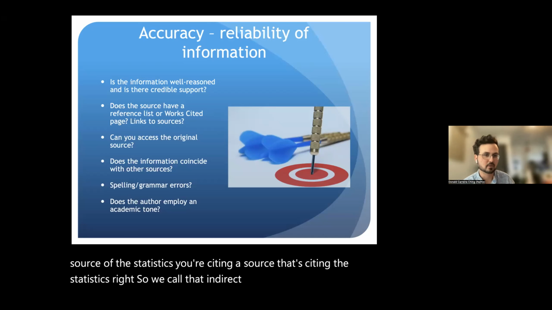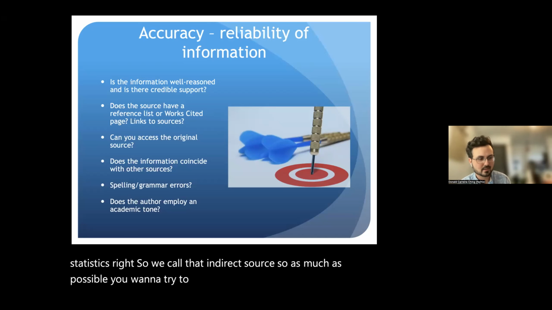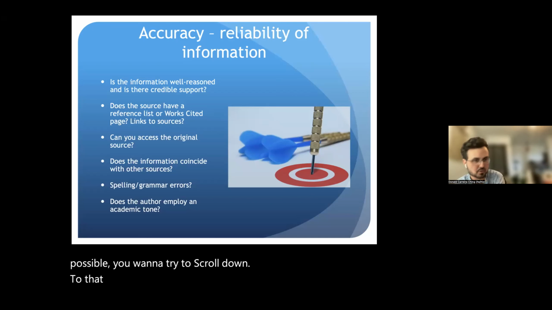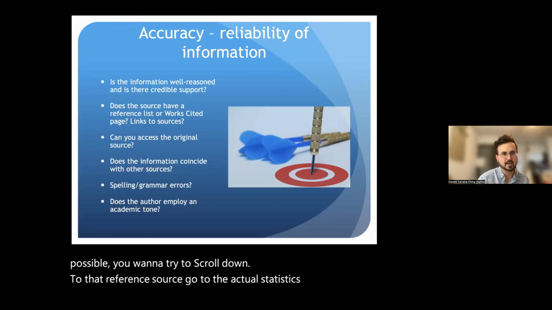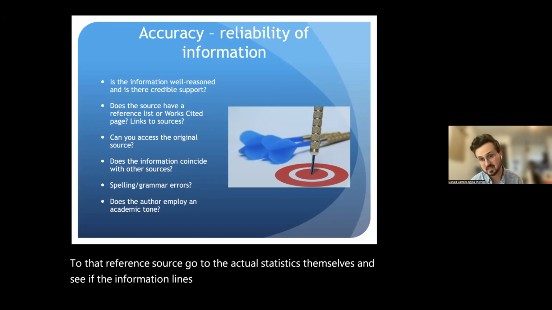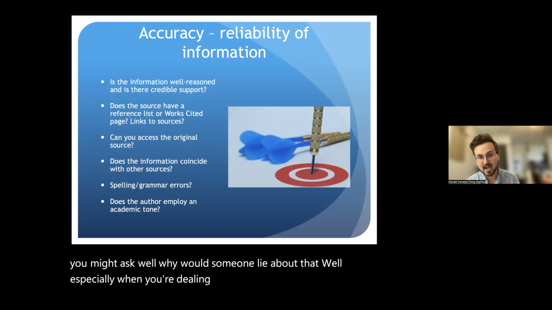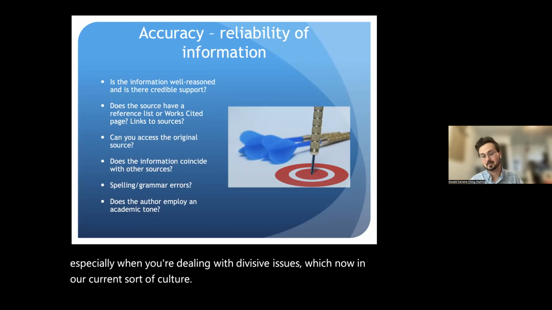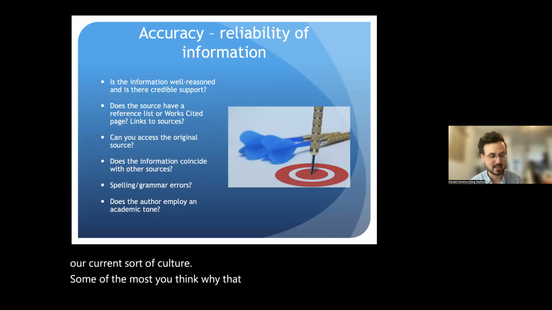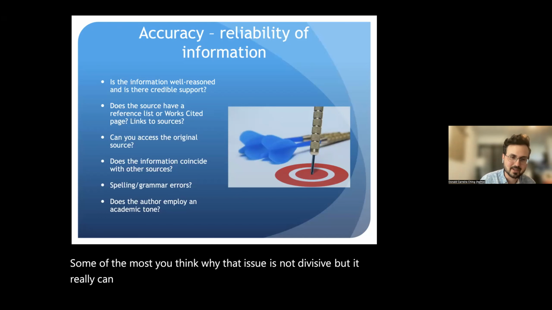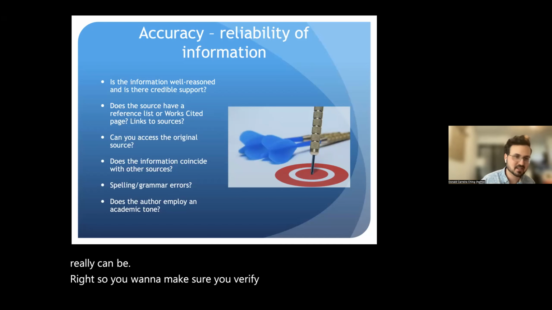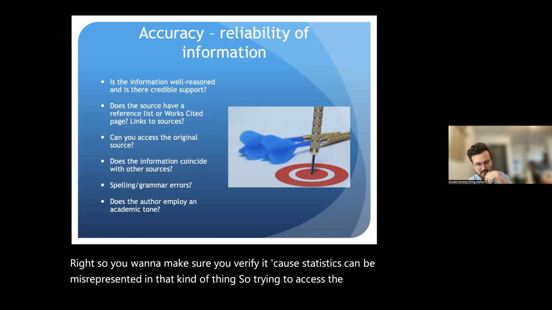So as much as possible, you want to scroll down to that reference source, go to the actual statistics themselves and see if the information lines up, because sometimes it doesn't. And you might ask, well, why would someone lie about that? Especially when you're dealing with divisive issues, which in our current culture can be some of the most unexpected ones. You think, why is that issue divisive, but it really can be. So you want to make sure you verify it, because statistics can be misrepresented. Try to access the original, click on the link, and see if you can get there.